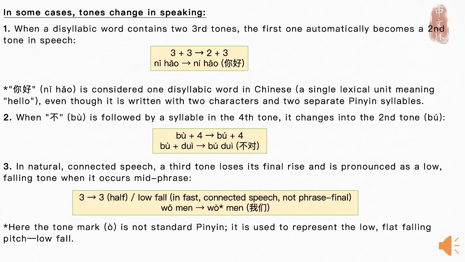In natural, connected speech, a third tone loses its final rise and is pronounced as a low falling tone when it occurs mid-phrase. For example, wo men becomes wǒ men. Here the tone mark is not standard pinyin. It is used to represent the low, flat falling pitch, low fall.